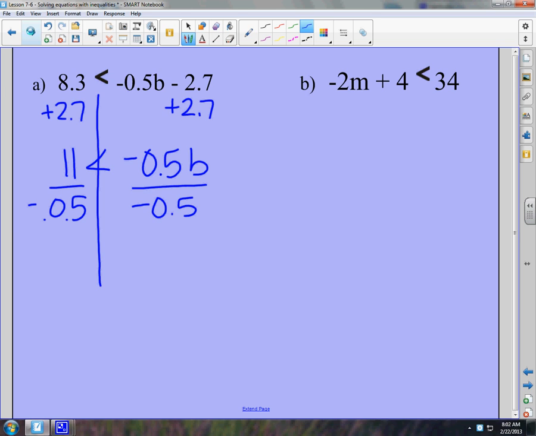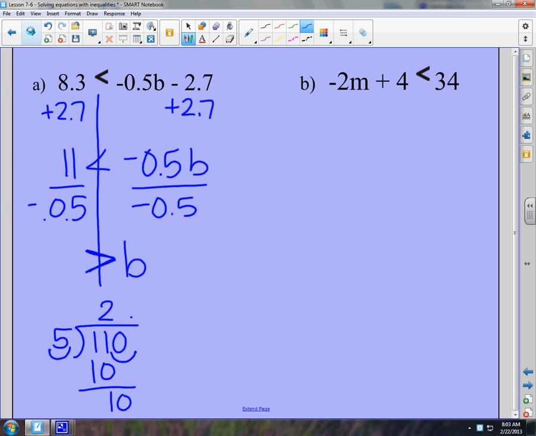Whoops. So then I'm dividing by negative, so that means I need to switch my sign. So I do that, and then I have my b. And then if you don't know what this is, you're going to put 0.5 on the outside, divided by 11. I move my decimal one time. So 5 goes into 11 twice, which is 10, and then I bring a 0 down. 5 goes into 10 twice. So my answer is 22 is greater than b.